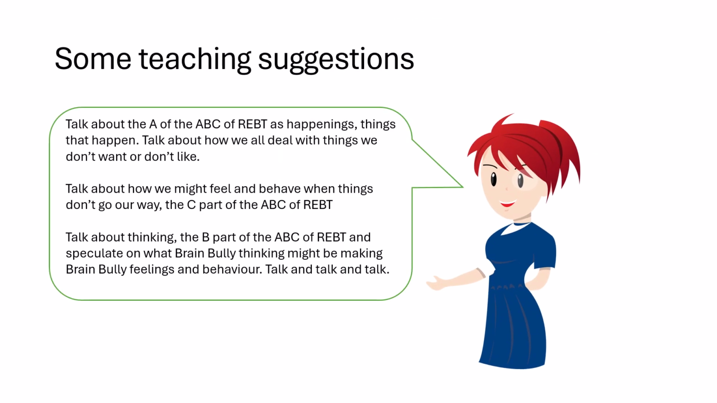Miss Smithers says, talk about the A of the ABC of REBT as happenings, things that happen. Talk about how we all deal with things we don't want or don't like. Talk about how we might feel and behave when things don't go our way, the C part of the ABC of REBT. Talk about thinking, the B part of the ABC of REBT, and speculate on what brain bully thinking is making in terms of our feelings and our behaviours. Talk and talk and talk. Have a go, Spaghettio.